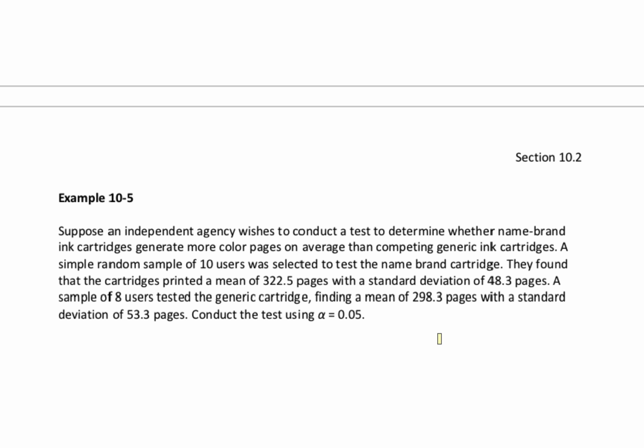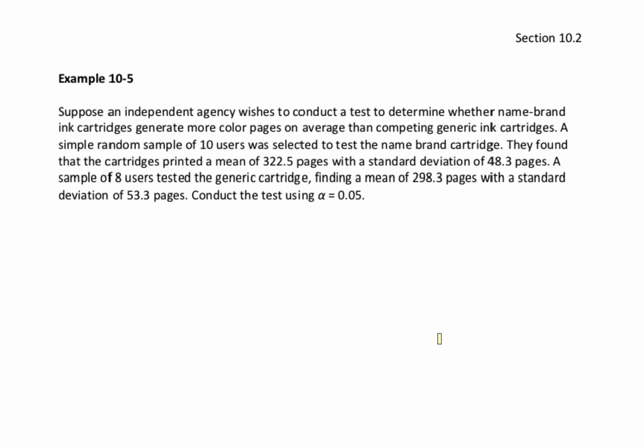This is example 10.5. And we are conducting a test to determine whether name brand ink cartridges generate more color pages on average than competing generic ink cartridges. And so the key thing here is that we want to know whether name brand cartridges are more pages on average than generic. And so that gives us a sense of direction, and that gives us a direction for our inequality symbol.